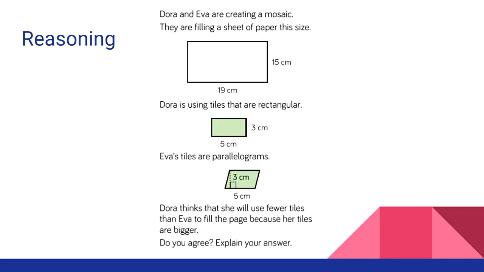Okay, I'm going to leave you with this one today to have a look at, and again I'll start with it next time. So we've got Dora and Eva here who are creating a mosaic. So they are filling a sheet of paper this size, 19 by 15, and they're using some tiles for their mosaic. Dora is using tiles that are rectangular, and they're 5 by 3, as you can see, and Eva's tiles are parallelograms, and she has a tile that's 5, and the perpendicular height she's given there is 3. So Dora thinks that she will use fewer tiles because her tiles are bigger. Do you agree? Explain your answer.